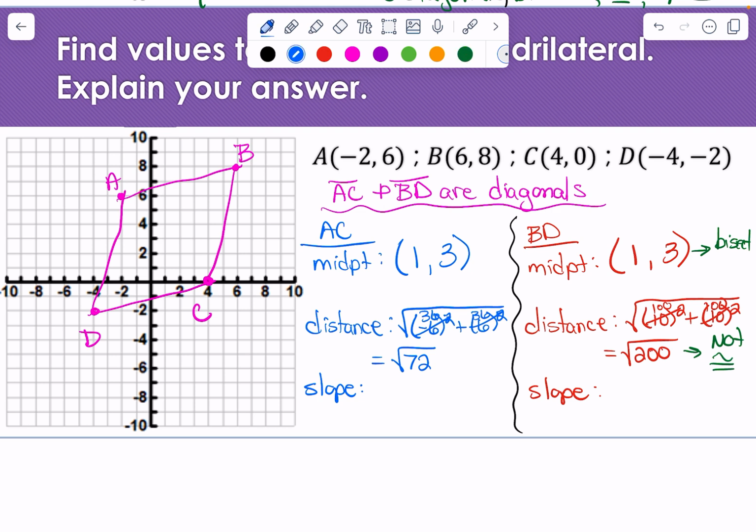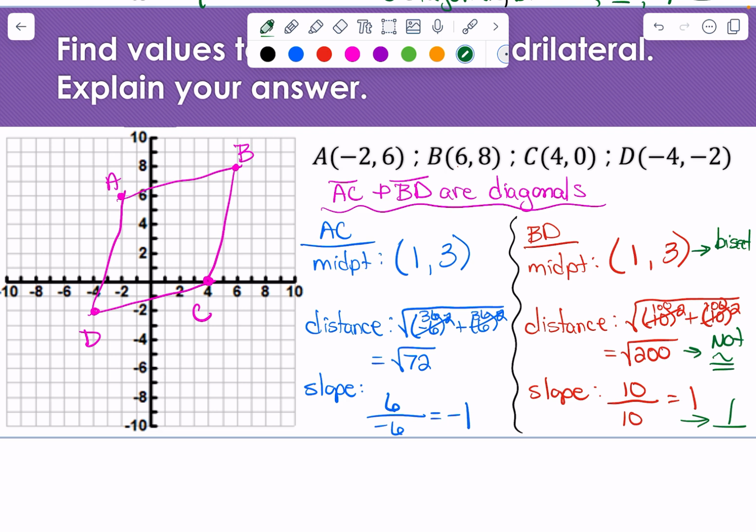Then I come back. Now I'm going to find the slope. So I look for the slope of A to C. I'm going to start off 6 minus 0 is 6. -2 minus 4 is -6, which is -1. The slope of BD, that's going to be 8 minus -2, which is 10. And then 6 minus -4, which is 10, which is a positive 1. So that tells me that they are perpendicular.